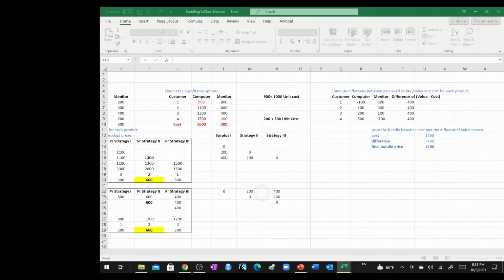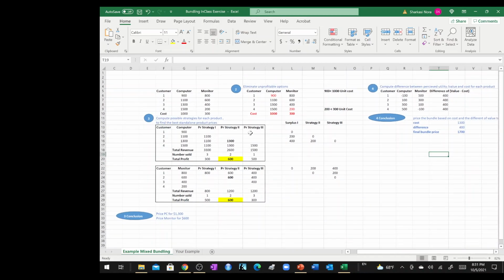Over here I broke down the computation for you. So over here we had the same example. Number 2, what you need to do is eliminate the ones that are below the unit cost. Then 3, compute different possible strategies for standalone PC, standalone monitor, and I did the computations for you so that you can see how I computed it at the price of 1,100. As you can see here, I'm counting this, so 3 different segments are buying.